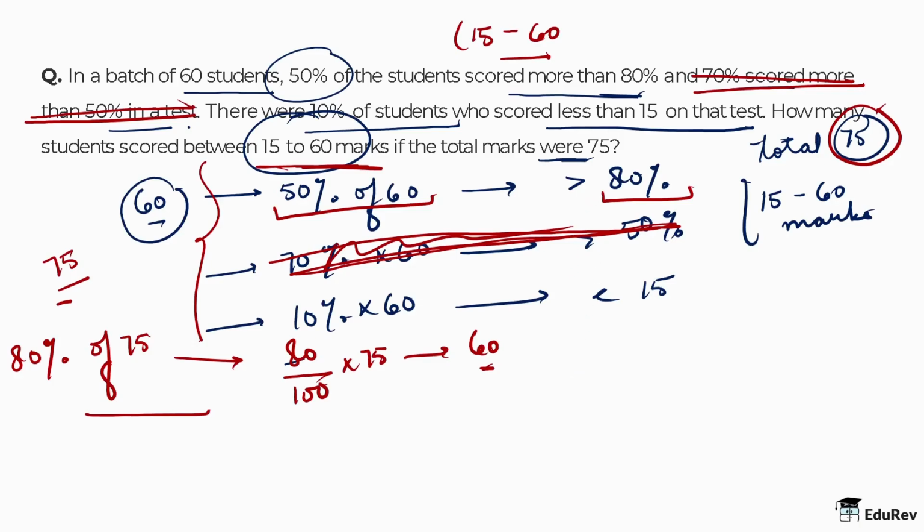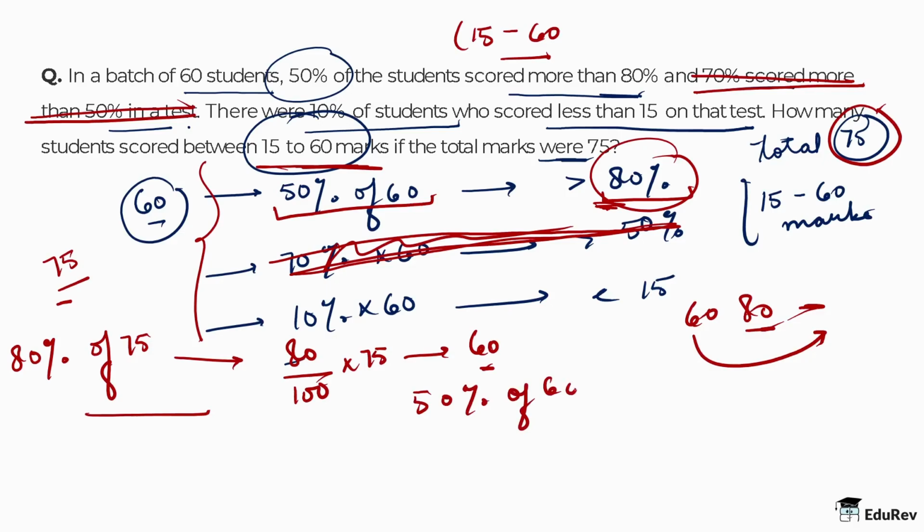Now, first things first, we need to find the students who scored more than 60. So people who scored more than 60 is going to be 50% of 60, right? Because those who scored more than 80 are the people who also scored more than 60. So if you are scoring more than 80, automatically you are scoring more than 60 as well. Common sense. So students who scored more than 60 is going to be 50% of your 60. So 50 by 100 into 60, and this is going to be your 30.